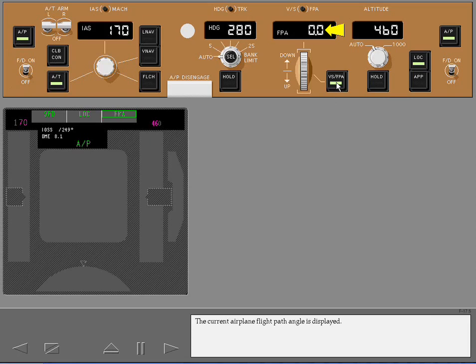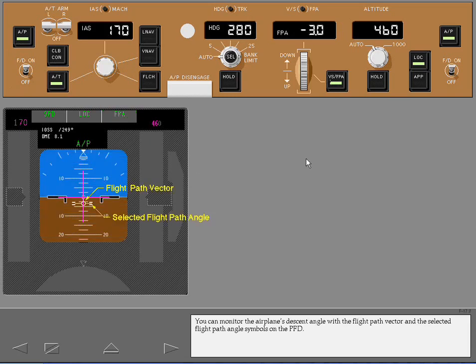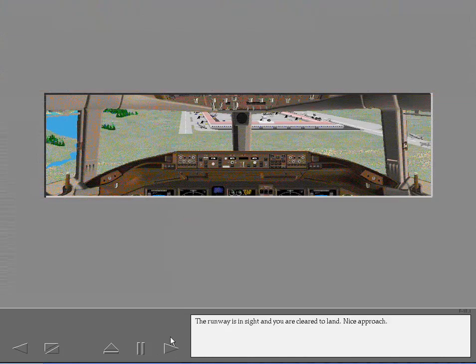The current airplane flight path angle is displayed. Finally, set a -3 degrees flight path angle with the Vertical Speed Flight Path Angle selector. You can monitor the airplane's descent angle with the flight path vector and the selected flight path angle symbols on the PFD. The runway is in sight, and you are cleared to land. Nice approach. This completes the instruction section of this lesson.